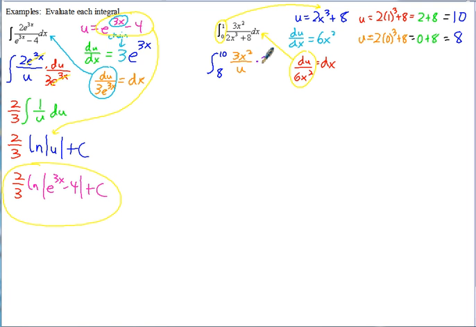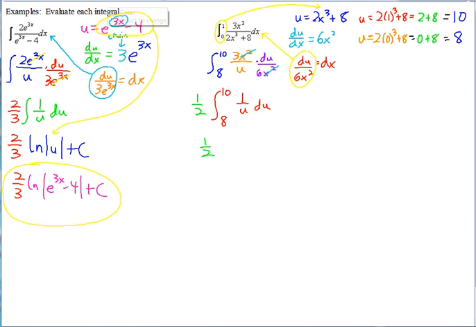So we get du over 6x squared. Again, we can see that x squared is reduced out. That's what we want to happen. 3 over 6, we can pull that out as a constant, but that reduces to 1/2. And then all we're left with in our integral, in this case from 8 to 10, is 1 over u du. And again, now it fits the formula that we've looked at today.